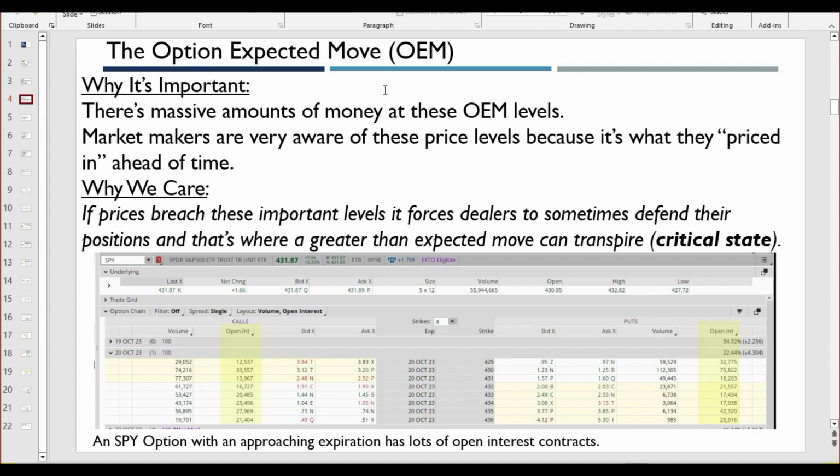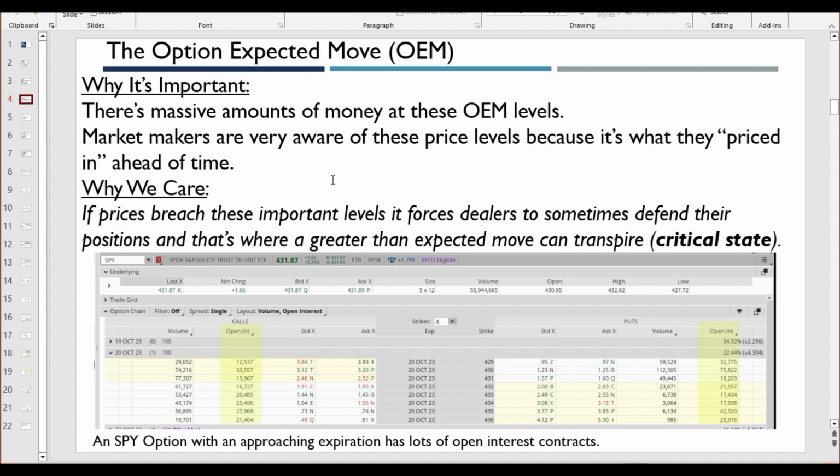If we look here at a chart from Thinkorswim of options on SPY, we can see there are massive amounts of money at these OEM levels. If we look at the open interest of these levels, there are tens of thousands of options here, right? And look at the volume, it's huge. So market makers are very aware of these price levels because it's what they priced in ahead of time.